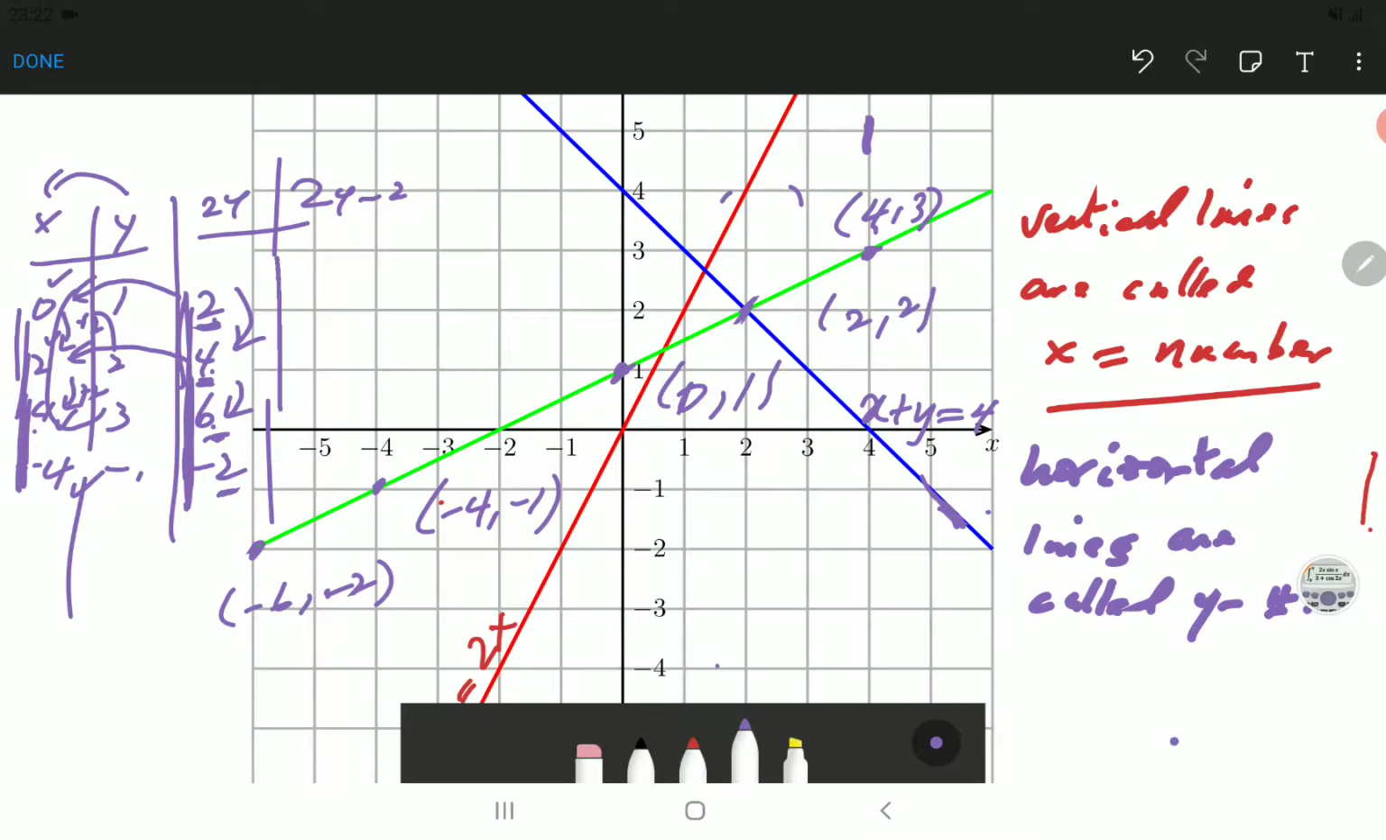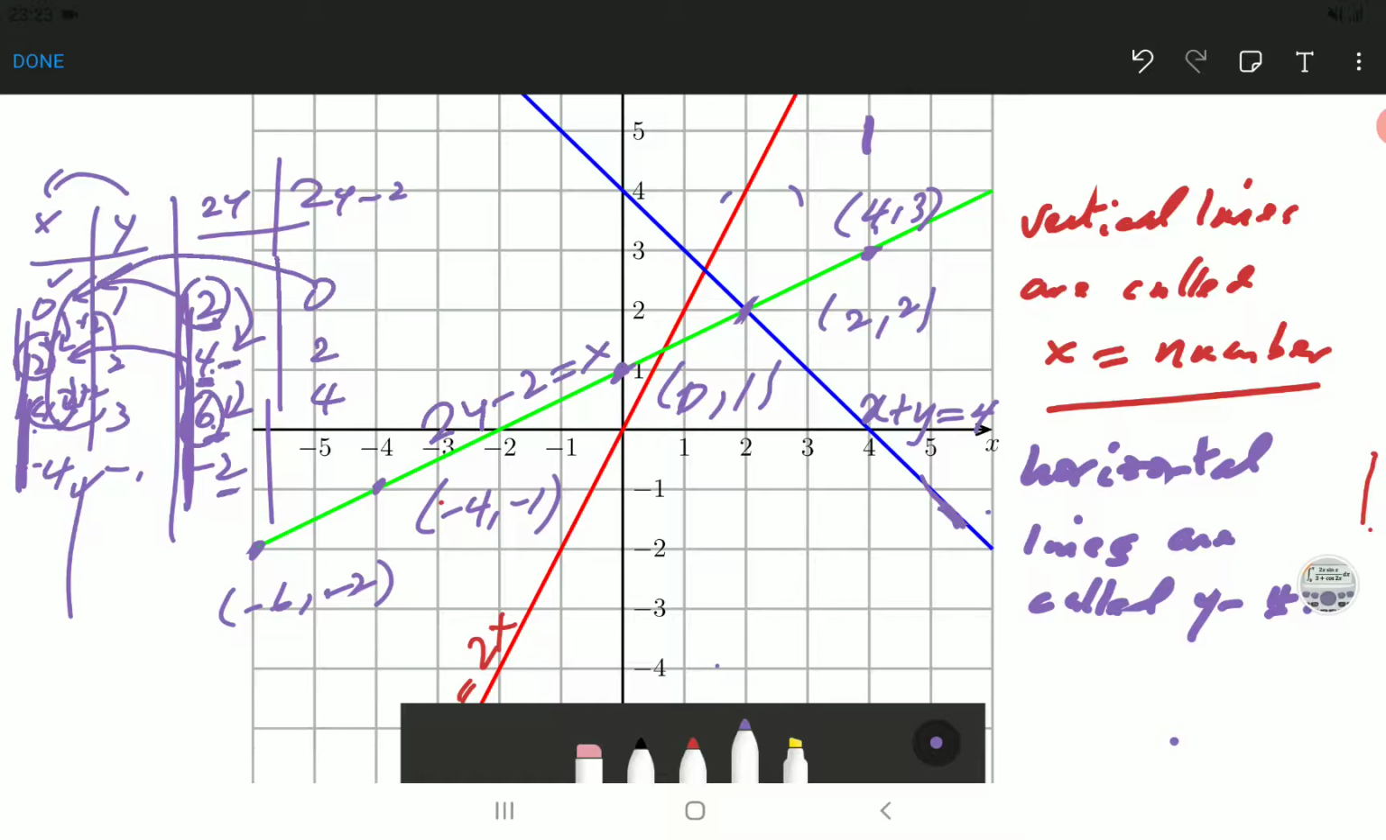Then what we're going to get now here, subtract 2, we get 0, which is the same as this one. Subtract 2 here, we get 2, which is the same as this one. Subtract 2 here, we get 4, which is the same as this one. So what this is telling us is that 2y minus 2 is equal to 0, is equal to x for this green line here. And so 2y minus 2 equals x becomes its equation.